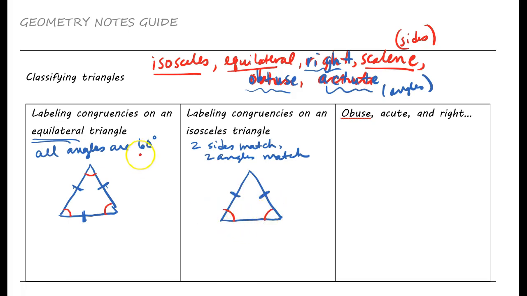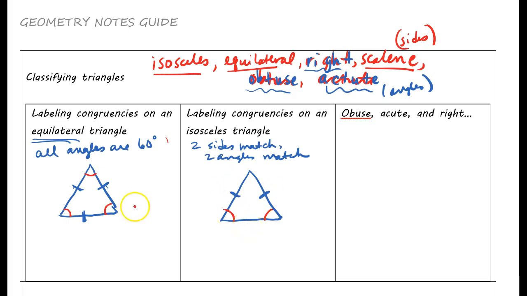Now over here, they were all 60. On an isosceles triangle, you actually do not know what they are. You would have to figure that out. But you just know that whatever this one is, it would match that. But I can't give you like, oh, it's going to be 50 degrees, because I don't know what it's going to be. It depends on the picture. It depends on how long everything is. So anyways, that's how you would label the congruencies.